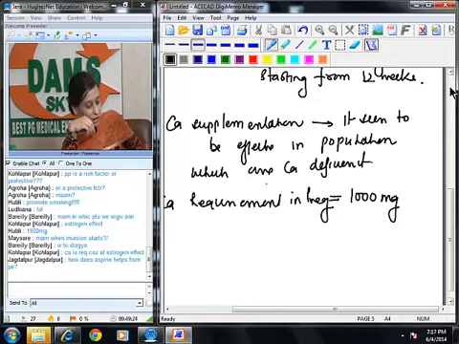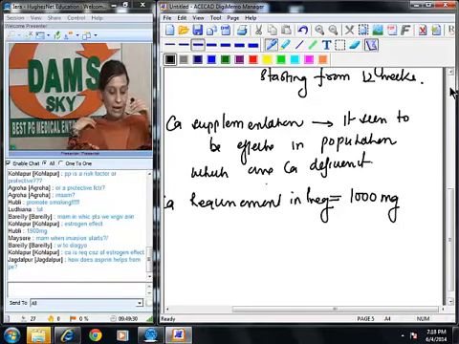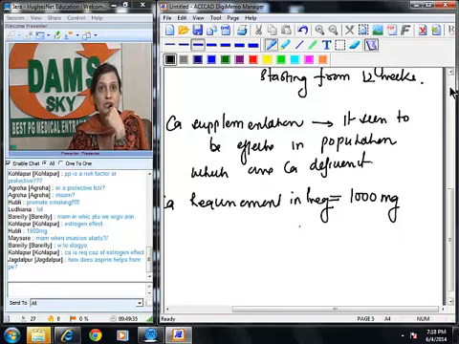How does aspirin help? You tell me, how does aspirin help? Aspirin prevents vasoconstriction. It also prevents endothelial damage by the platelets, right? So that is how it helps.